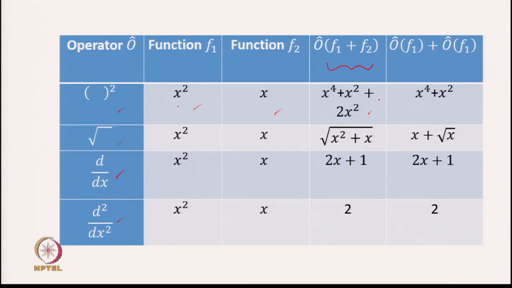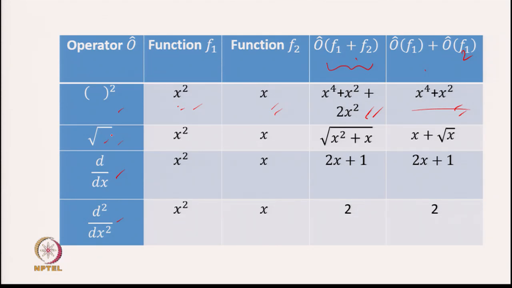Now, you apply this square operator on function 1, then you will get x4. If you apply this operator on function 2, you will get x square. And so, your operator on f1 plus operator on f2 will be equal to x4 plus x square. Now, you see these two quantities are not equal for this operator. What that means is, a square operator is not a linear operator.